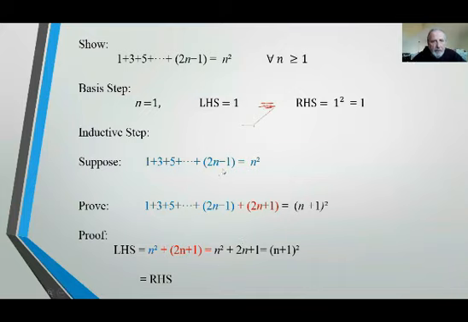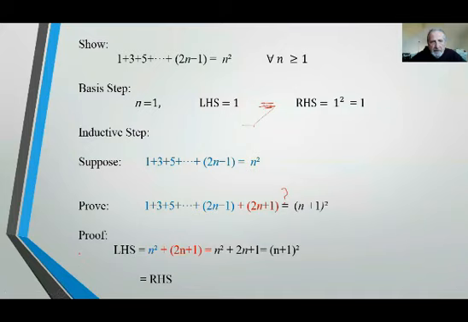Okay, now we need to do the inductive step. We suppose 1 plus 3 plus 5 up to 2n minus 1 is equal to n squared. And we need to prove this. We add another term. Now you notice here we are going by 2, so you have to add 2 to this. That's why you get 2n plus 1. You want to show that this equals (n plus 1) squared. So that's what we need to show here.